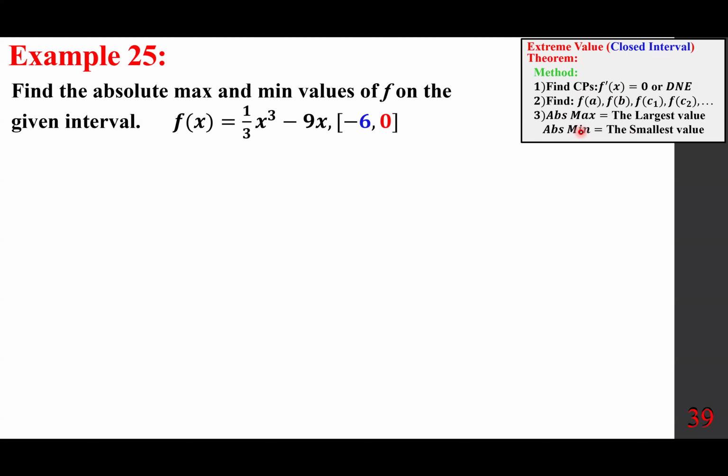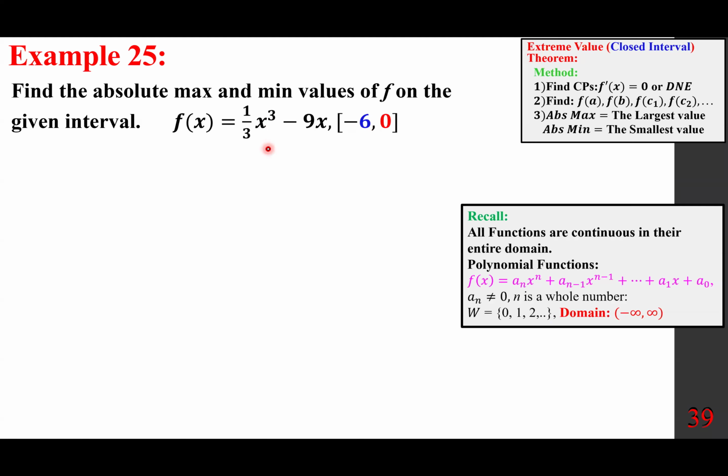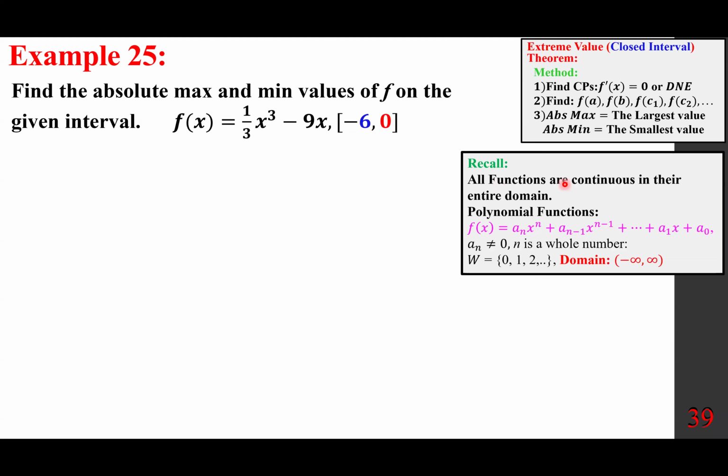Before you start, you have to justify usage of the closed interval theorem, which means you have to prove this is a continuous function in the given interval. So what type of a function is this? Polynomial. Recall, all polynomial functions are continuous in their entire domain, and that's the key. For any type of function, you have to be able to come up with the domain.